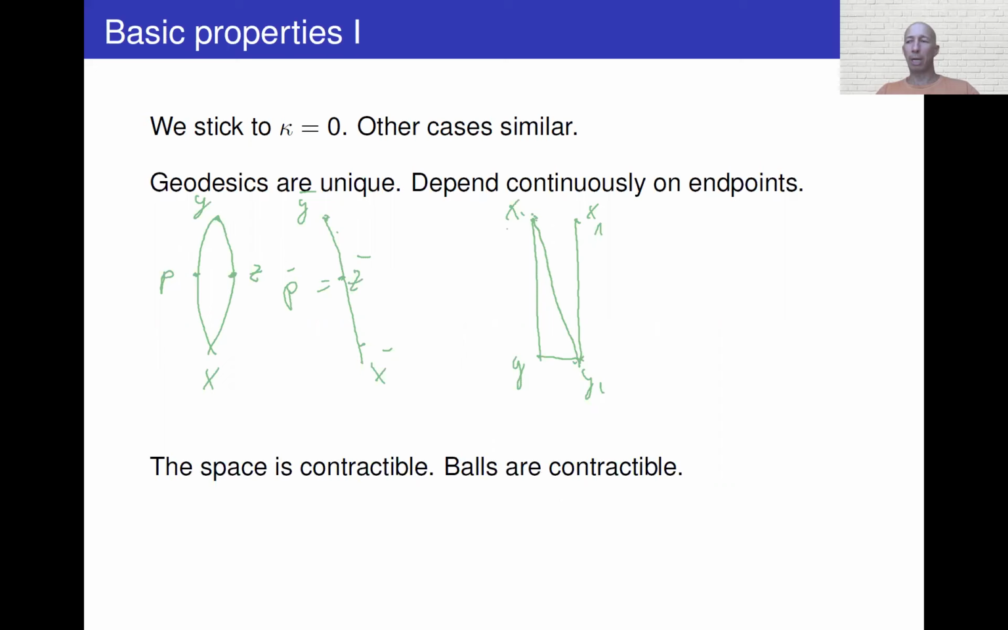And so this implies also that the whole space is contractible. Also, we will see in a second, balls in the space are contractible. So this is a very strong topological restriction on the space. And this happens only in the case of non-positive curvature.